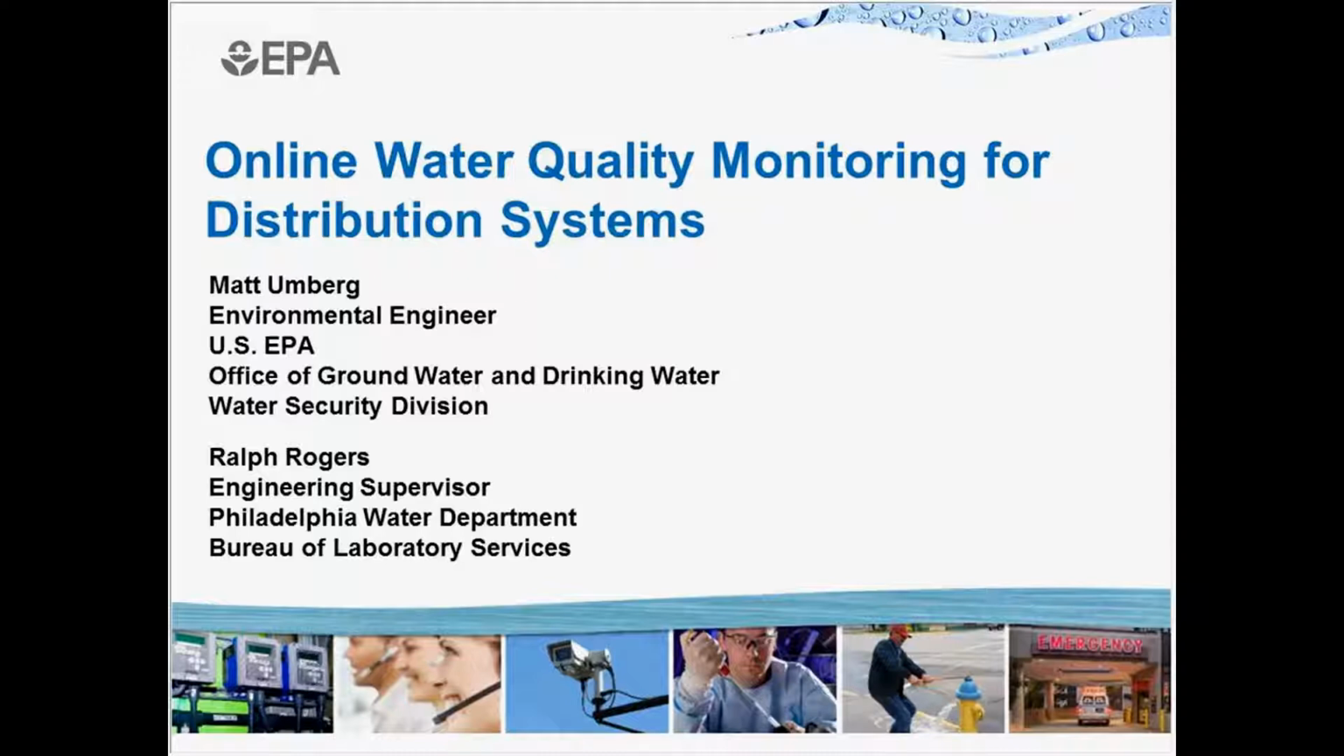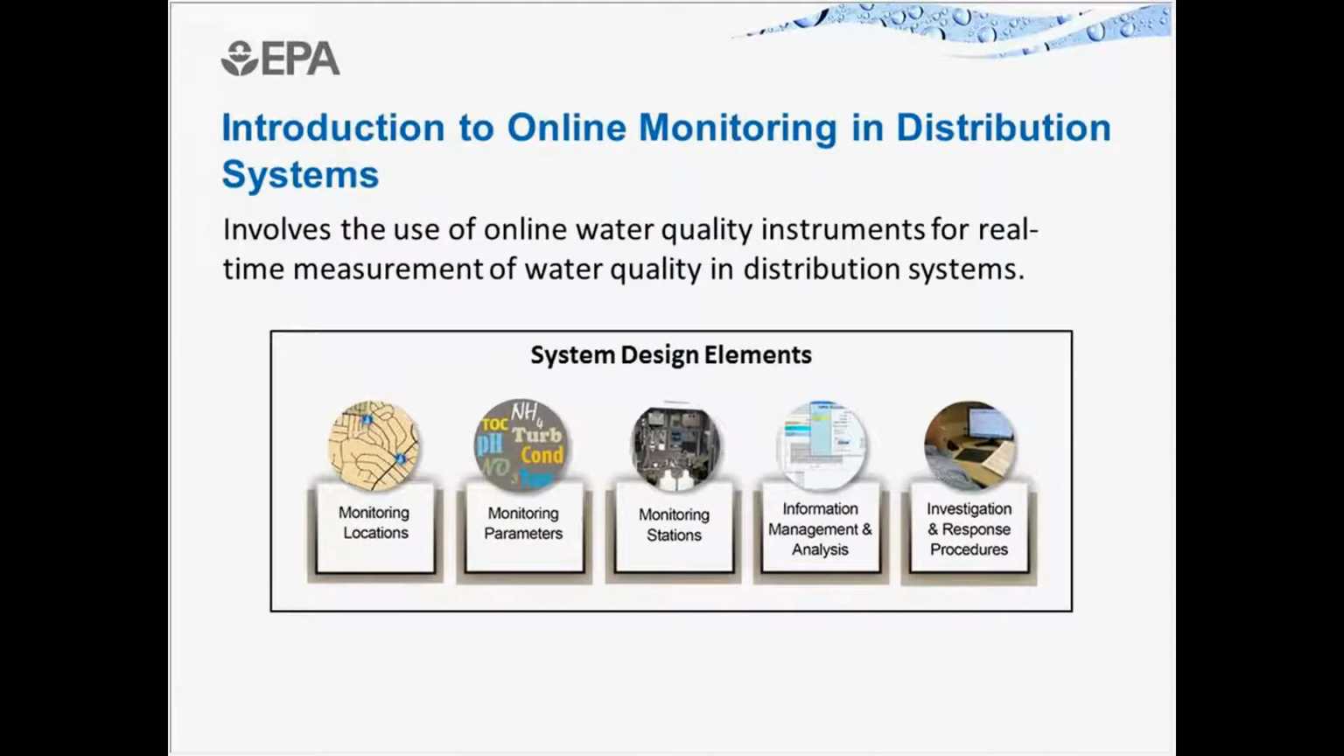Okay, thanks, Ashley. I'd like to start things off today by just giving a brief introduction to what we'll be talking about during today's presentation. So today we'll be talking about the use of online water quality monitoring instruments to produce real-time water quality data in a distribution system. And once real-time data is produced, that data is then transmitted from the field to a central location for analysis.